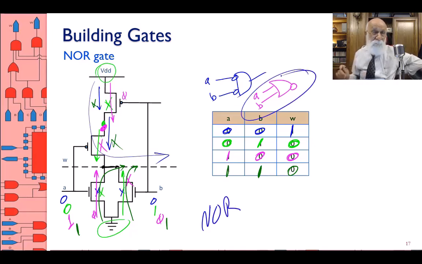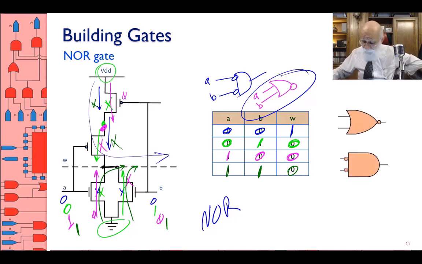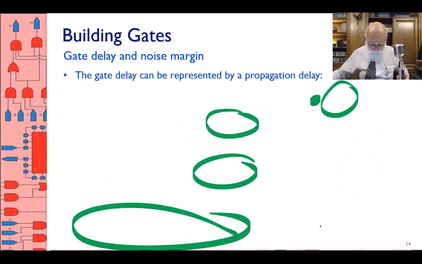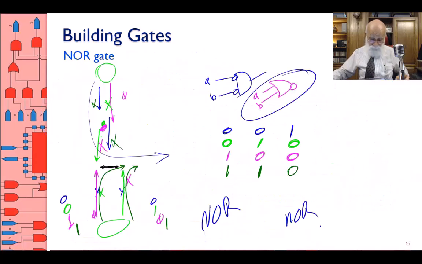But NOR comes from complementing the OR output. Therefore, these are the two representations for NOR: either an OR with a bubble output or AND with bubble inputs. I don't go through the timing, and for Verilog description, you can do exactly the same. You have a primitive NOR that you can use, very similar to the AND primitive that we had over here.